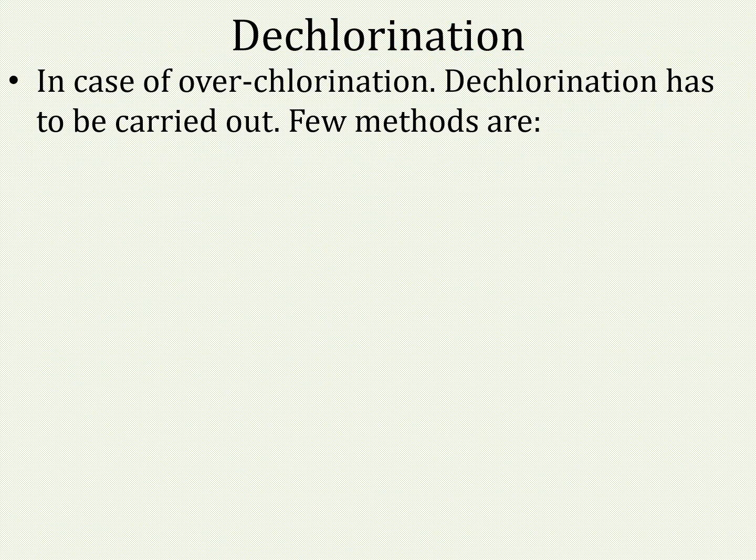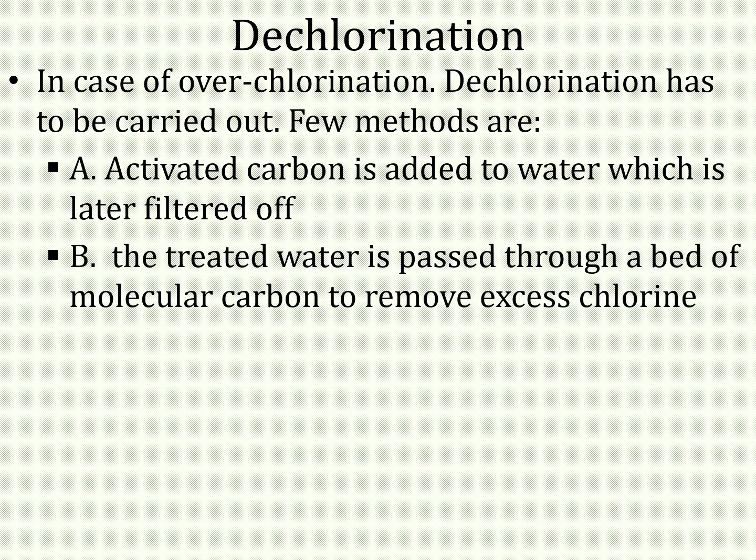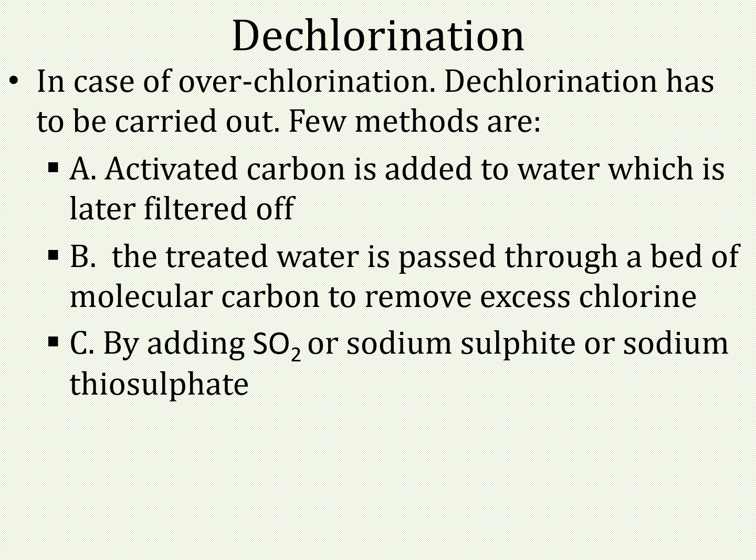Sometimes the presence of residual chlorine may lead to overchlorination. In that case, dechlorination has to be done in order to make sure that the chlorine is in the limited or permitted dosage. This can be achieved in 3 ways. One, by adding activated carbon to the water sample and later filtering it off. Second, by passing water through a molecular carbon bed. And third, by using chemicals like sulfur dioxide or sodium sulfite or sodium thiosulfate.